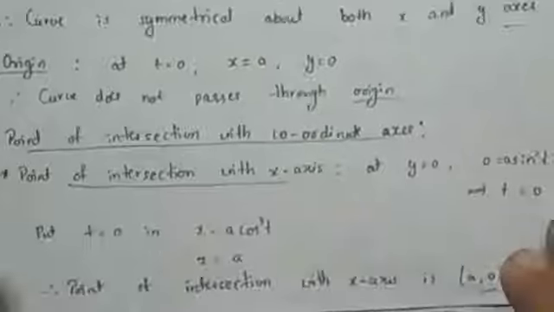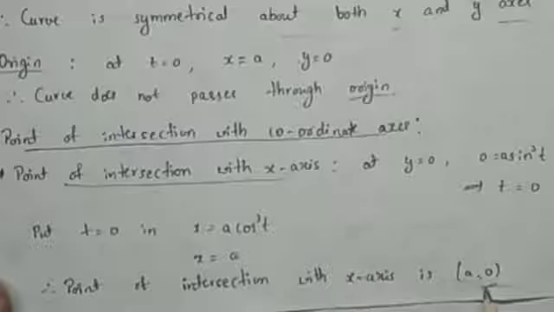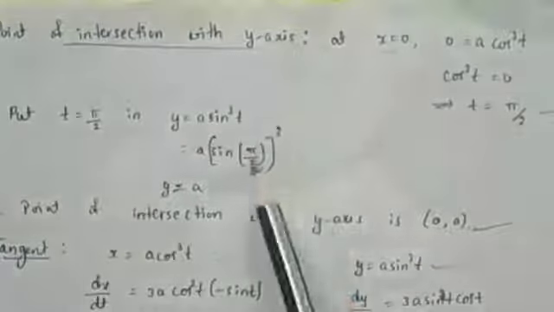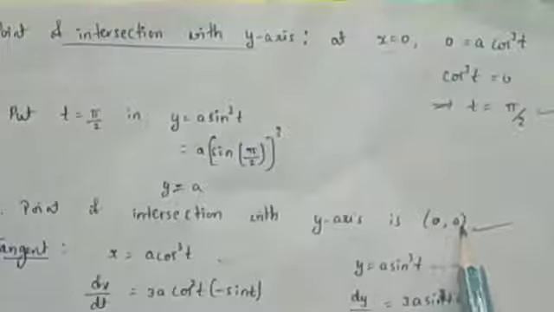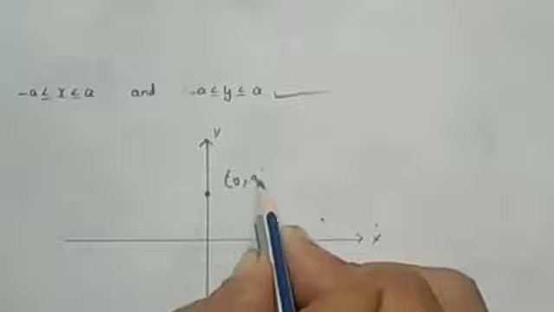The next point is the point of intersection with the x-axis, which is a comma 0. This point is a comma 0. The point of intersection with the y-axis is 0 comma a. This point is 0 comma a.